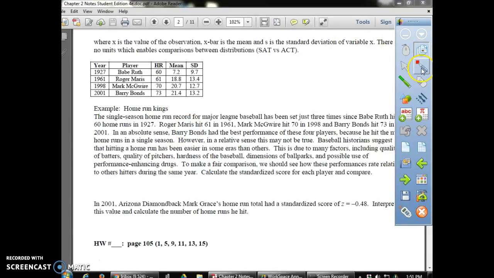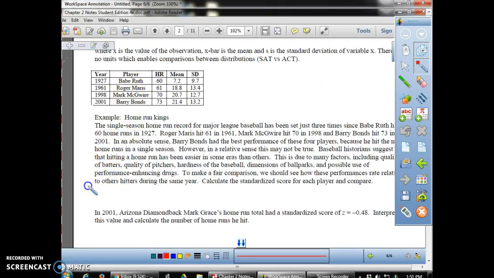So what we're going to do is compute all of their z-scores. I'm going to start with Babe Ruth. And he had 60 home runs. So that's his x value, the actual observation, minus 7.2, which is the average number of home runs. That doesn't sound very good, does it? Divided by the standard deviation of 9.7. The more variable a distribution is, that's also going to make a difference as to where the observation falls relative to the mean and then the resulting z-score. So when I compute this, I get 5.44.